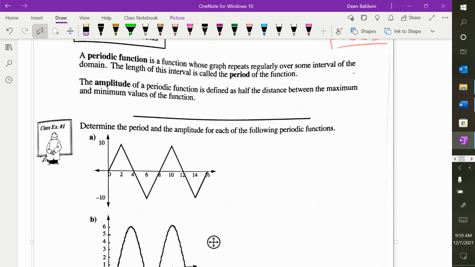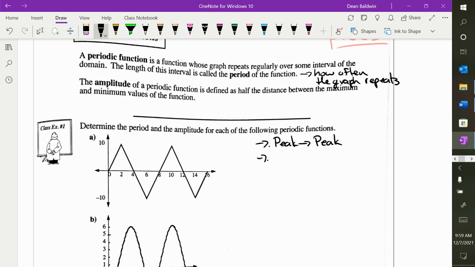Okay, so how often the graph repeats. There's a couple of different ways. You can measure the distance from peak to peak, or you could do midpoint to midpoint. I'll show you what these mean on a graph. Or you could do, I call them troughs, the bottom, trough to trough. And period, we're obviously going to represent with the letter P.